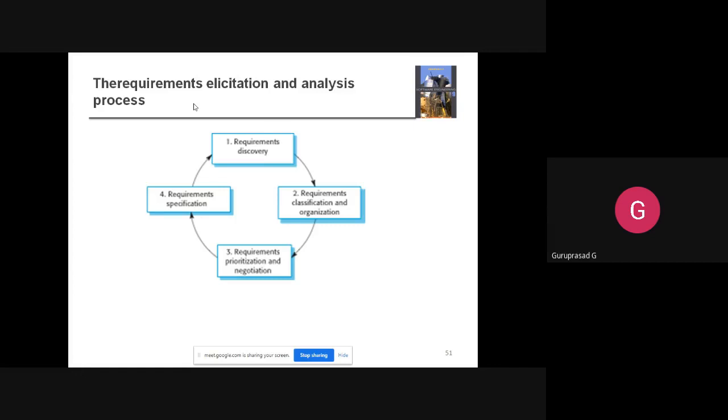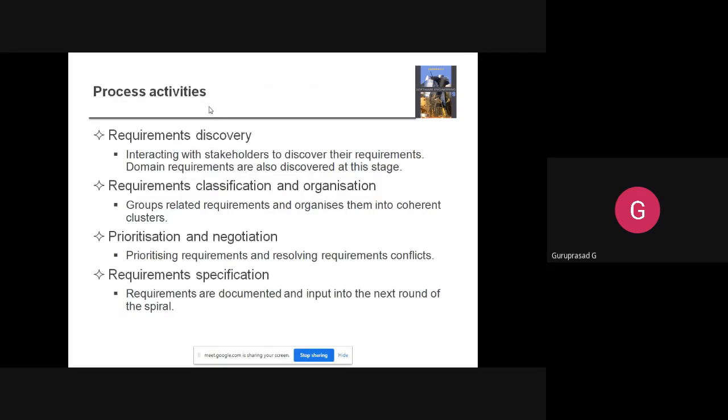Okay, so discovery is nothing but what? Discovery is nothing but the process of interacting with the stakeholders to discover the requirements. I told you to use the term stakeholder. Who is a stakeholder here? A person who has direct or indirect influence on the system requirements. So the first process here is discovery.